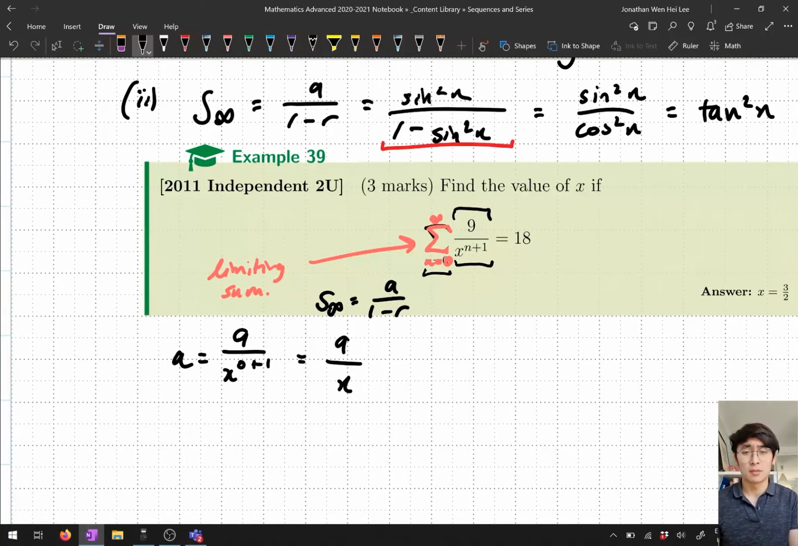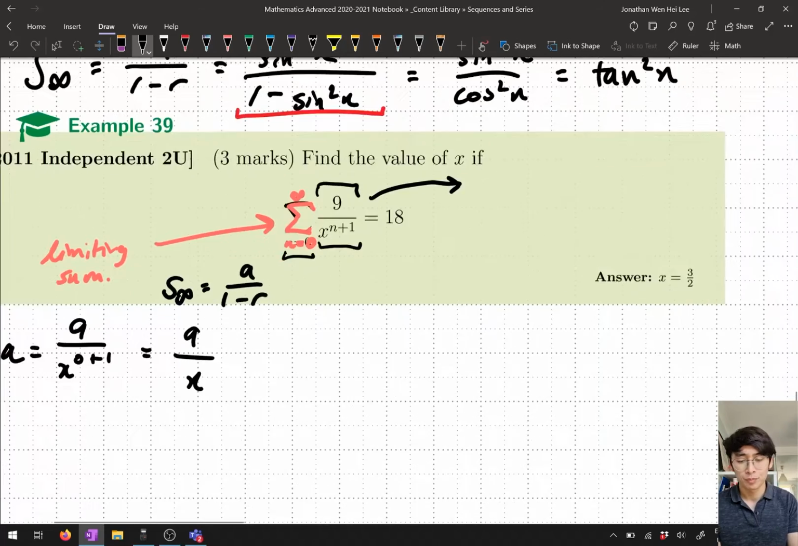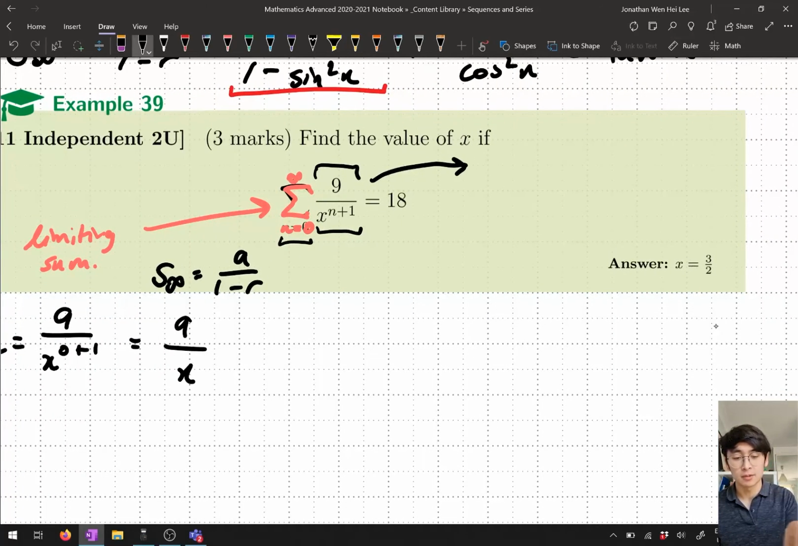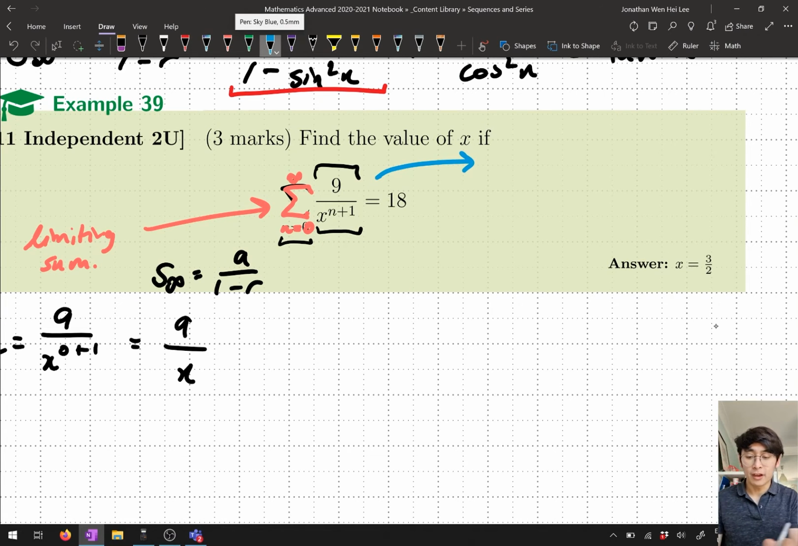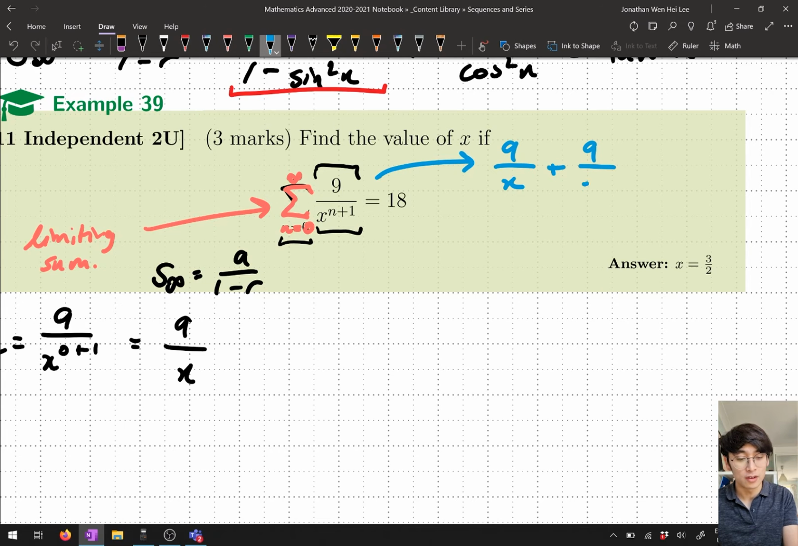Now, what do I need to do to find a common ratio? Well, let's just think about what this sum is. This sum is actually telling me I'm going to add from n is equal to 0 all the way to infinity. So let's actually write out a bit of this sum from the sigma notation. Well, we figured out that the first term is 9 over x. Okay, cool. Then what's going to be the next term? Well, the next term is when I sub in n is equal to 1. So I'm going to get 9 over x squared for the next term because I sub in 1 into n, and so I got x to the power 1 plus 1, which is 2.